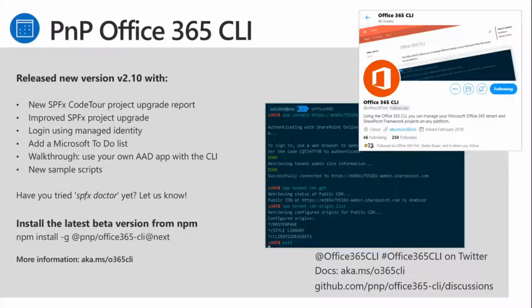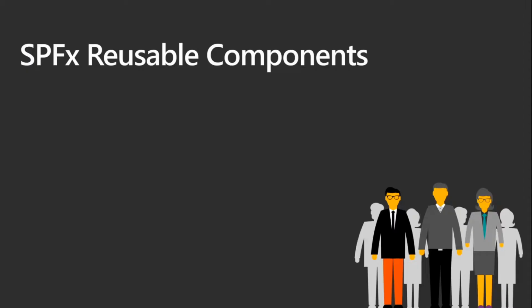So that's going to help you to make the upgrades to the SharePoint Framework latest version as easy as possible. And the really cool part is the code tour, which is going to help you to basically perform the needed changes within your solution. There's also other updates in here related to how to, for example, add a Microsoft To Do list or add a to-do task, and then other operations, and more sample scripts available on how to get started on that one. So really cool stuff.